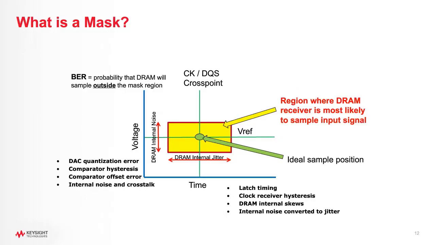Now, if you come from a DDR background, then the idea of a mask might be quite new. So effectively what we're saying is, inside of the DRAM, there is no perfect timing instant or perfect VREF. There's internal jitter and there's internal noise, meaning that the sampling instant is moving around everywhere inside this yellow box. Now, effectively, if we stay outside of the box, so if the input signal we provide stays outside, then there's a contract between the DRAM and the system vendor that the DRAM will have a bit error rate of 1e to the minus 16 or better.